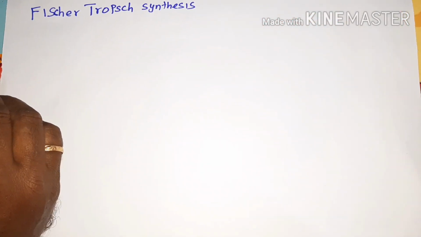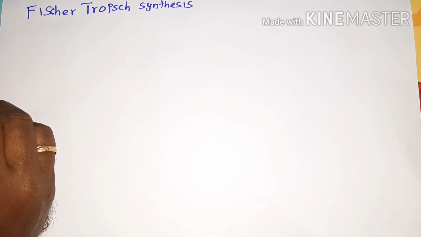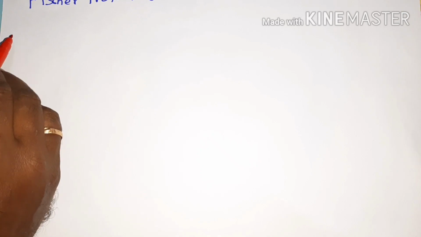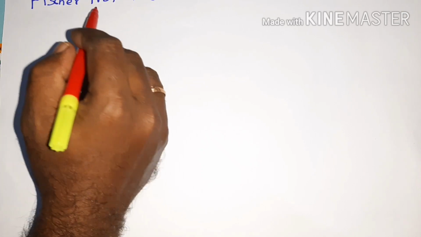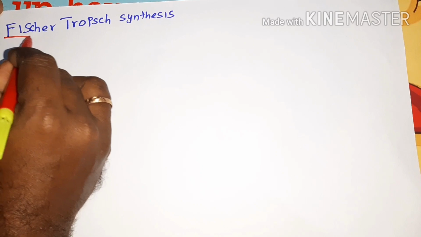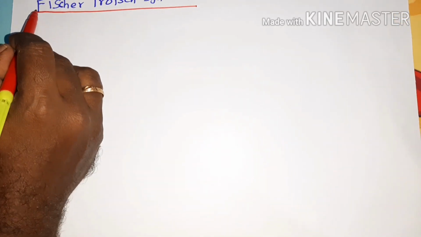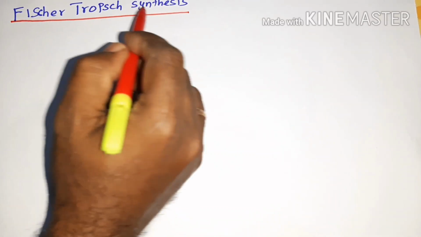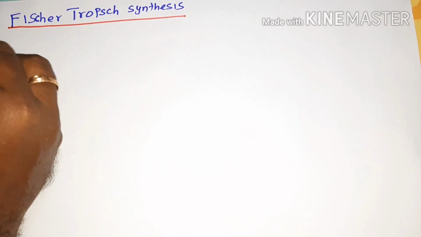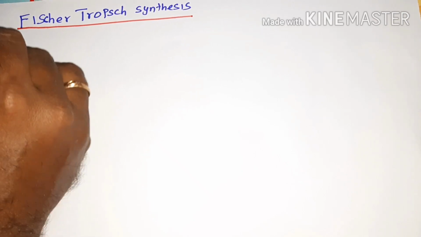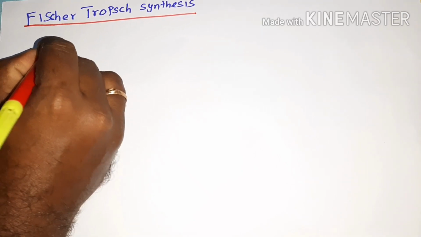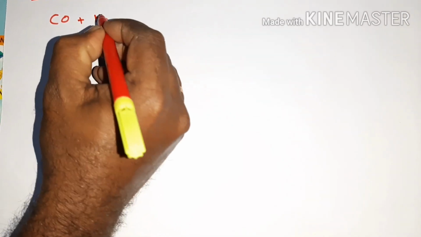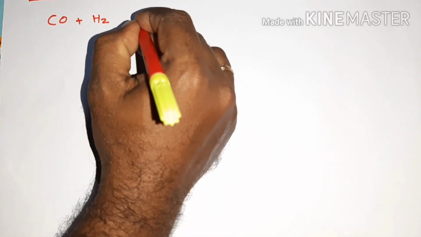So for carbon monoxide, we already studied 9 properties. Now one more important property of carbon monoxide is called Fischer-Tropsch synthesis. The spelling is Fischer, Tropsch. Here the reaction of carbon monoxide, that is CO, with hydrogen, H2, at high pressure and temperature.